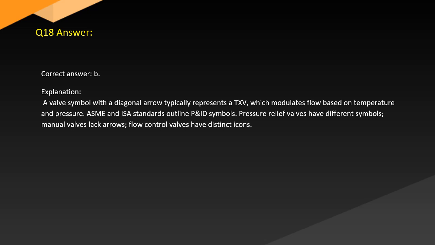Answer. Correct answer: B. Explanation: A valve symbol with a diagonal arrow typically represents a valve which modulates flow based on temperature and pressure. ASME and ISA standards outline P&ID symbols. Pressure relief valves have different symbols. Manual valves lack arrows of flow control. Valves have distinct icons.